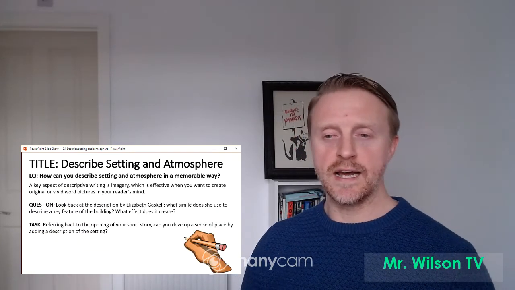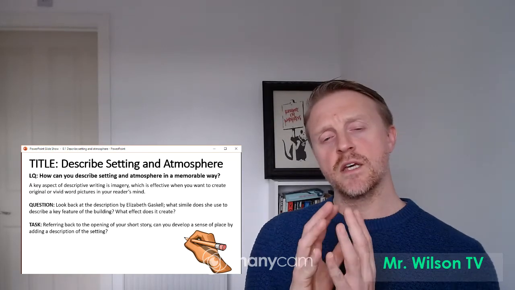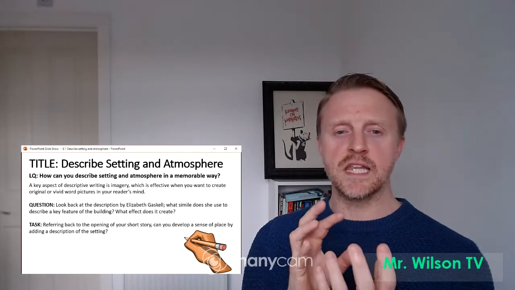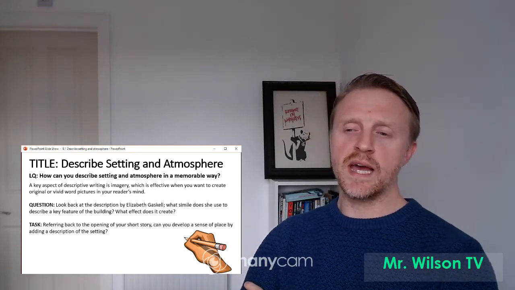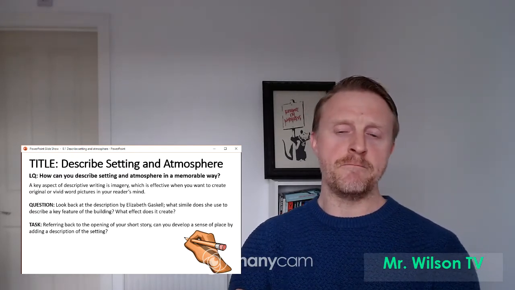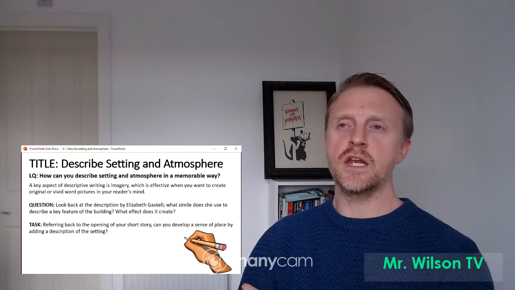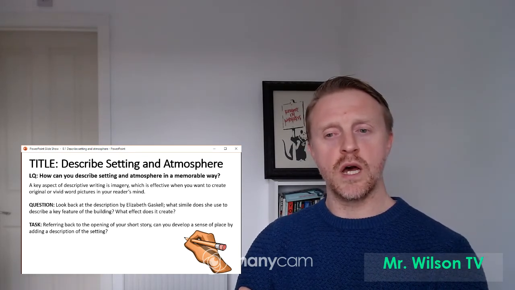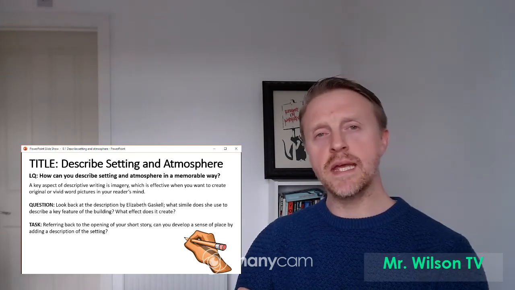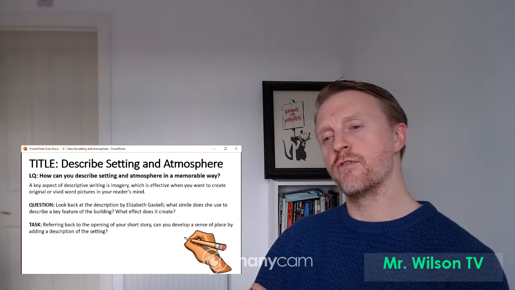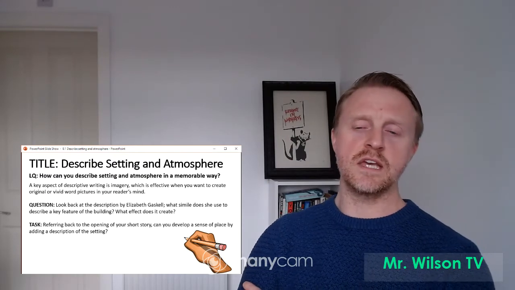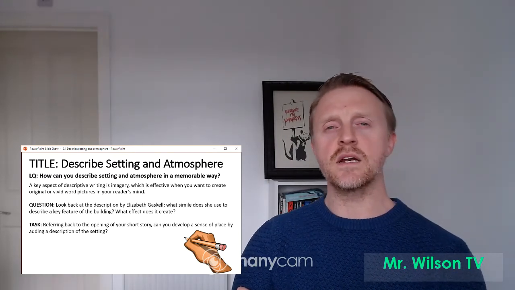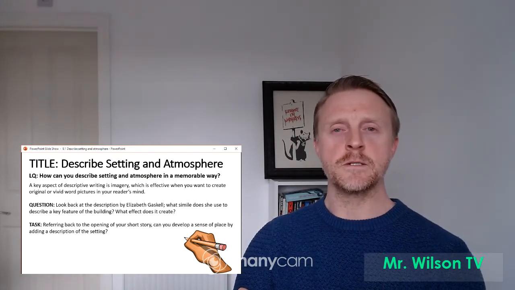Okay, now the last thing we're going to do is, as I said at the beginning, the art of this is bringing it together with your character and not keeping them separate. So what we're going to try and do is look at how we use that writing in a way that is going to benefit your own creative writing. So to begin with, look back at the description from Elizabeth Gaskell and find the simile that she uses to describe the key feature on the outside of the building, and ask yourself what effect that creates.